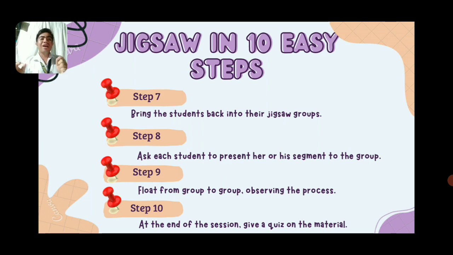And step 9, float from group to group, observing the process. So as teachers, we will observe the group 1 here. The experts from different groups or assigned topics are discussing. The group 2, the group 3, group 4, and so on are doing the discussion, the sharing, the collaboration of data or information that they've learned from their co-experts.